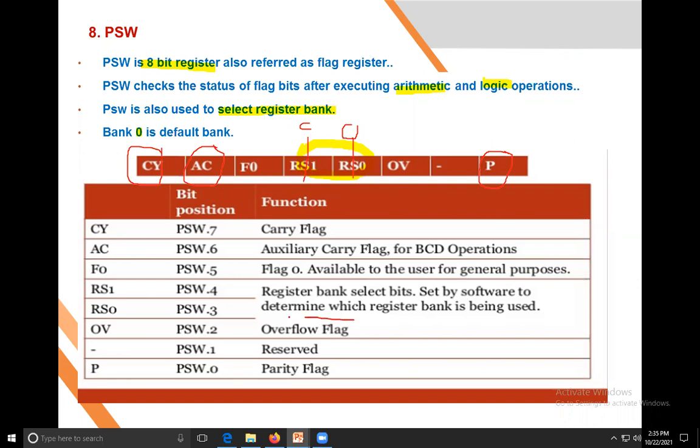Next is the overflow flag. This is different, and it is not present in your 8085. Overflow flag means if your result size is more than 8 bits, then the overflow flag will be generated. See, if there is a tank and the water is full in the tank, then the water will overflow from the tank. So this is called overflow.